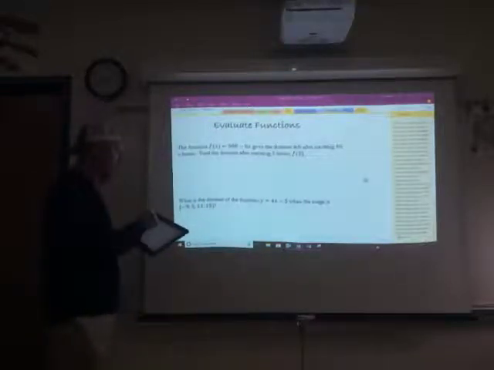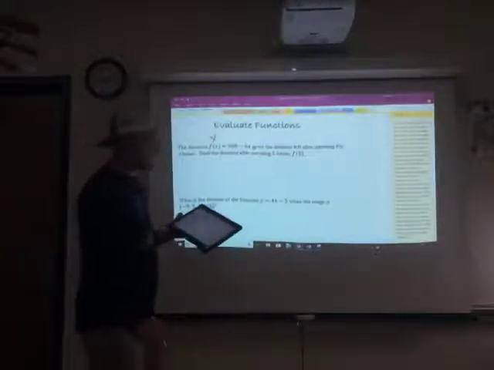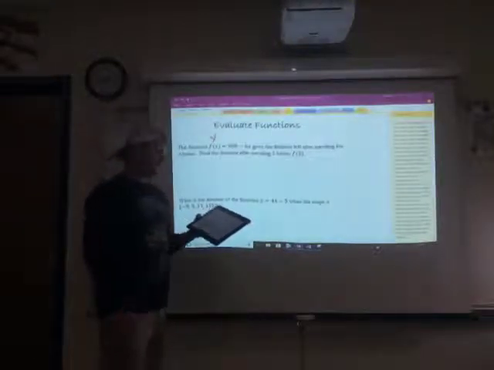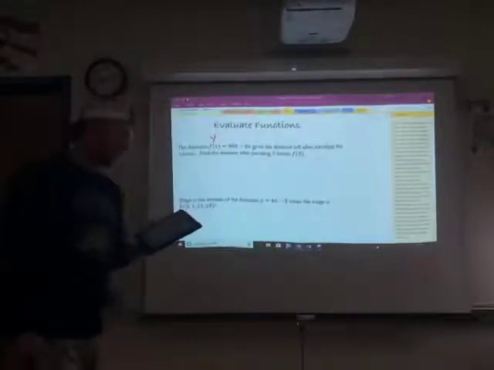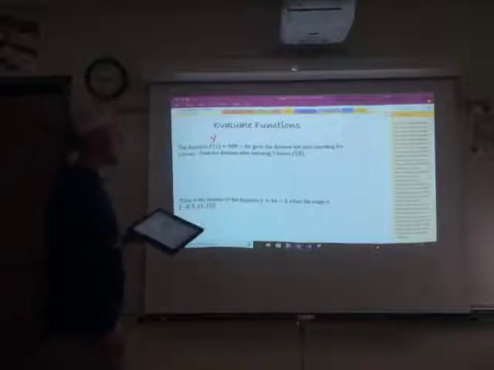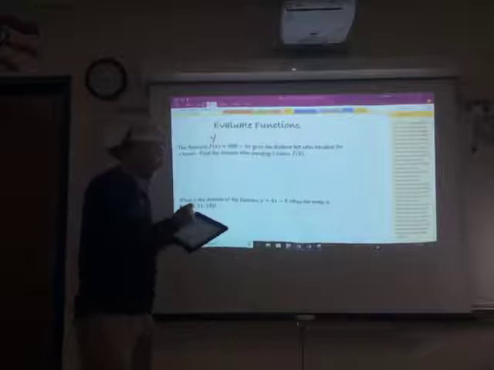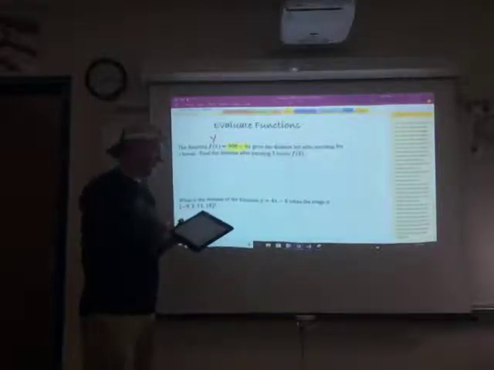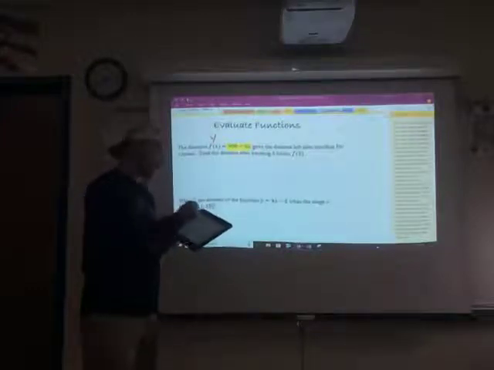It gives you the function y equals, or f of x equals, 900 minus 6x. This equation gives the distance left after traveling for x amount of hours. Find the distance after traveling 3 hours, or in other words, find f of 3. It's already given me the function, and I know that x represents hours, and y represents total distance left to travel.